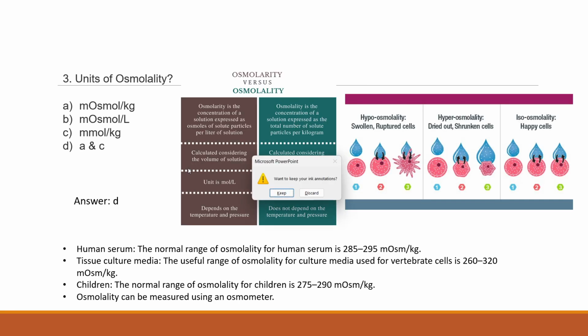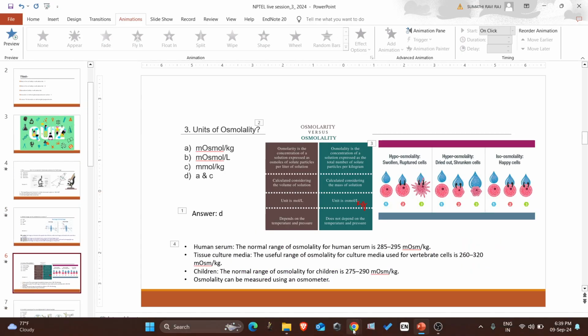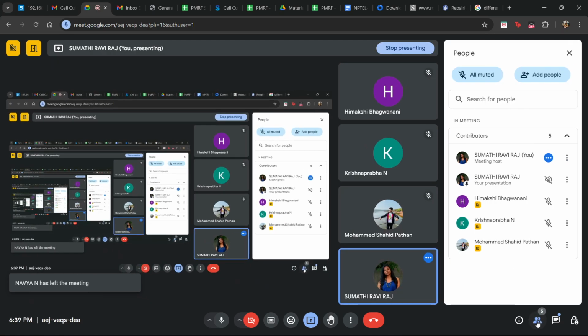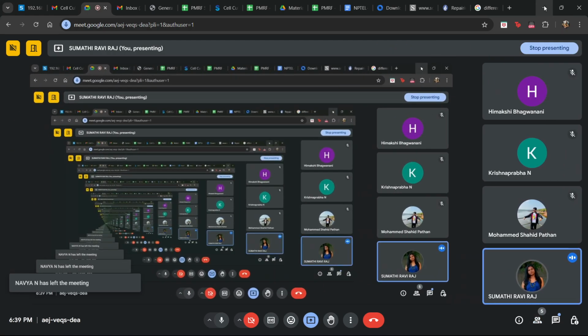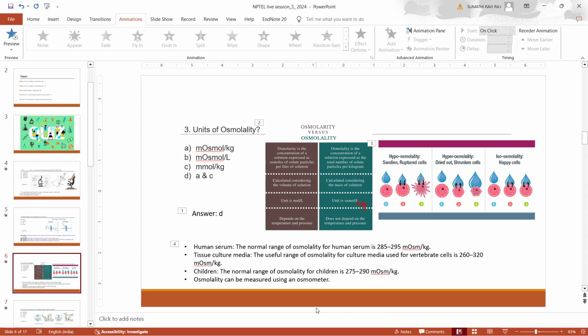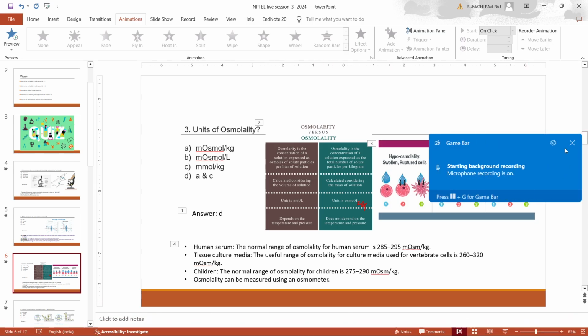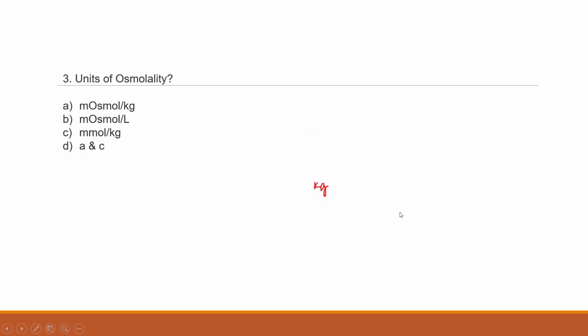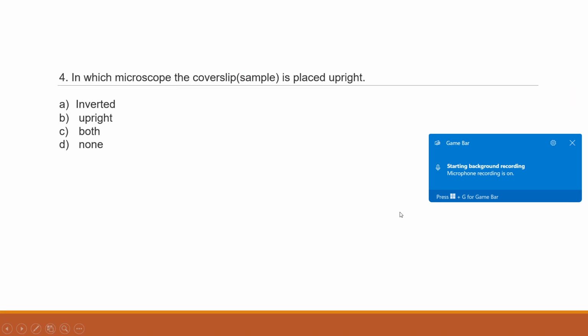Anyone? Okay. When do you keep your sample upright? So the answer is B, in an upright microscope.